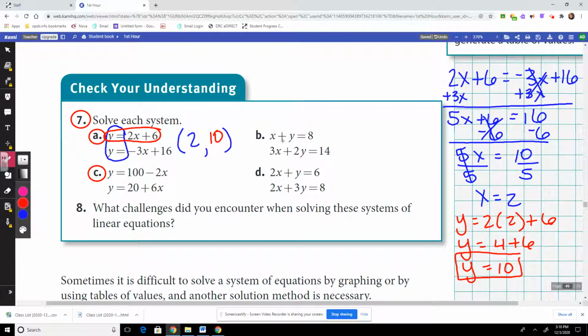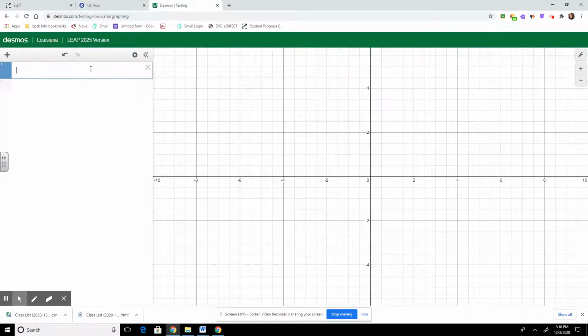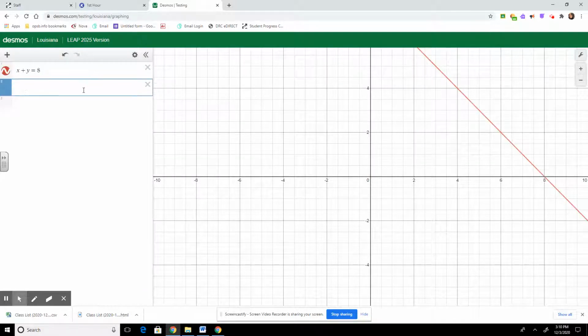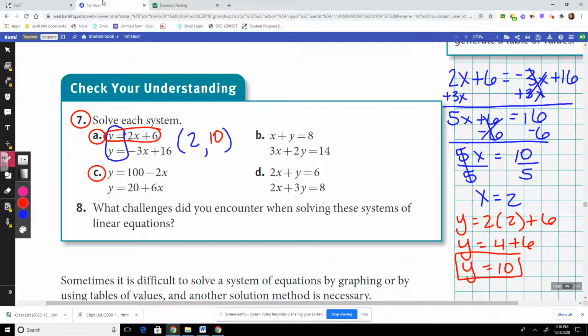Okay? Now for part B. Part B, I told you not to bother with solving systems that are both in standard form. So I want you to go to Desmos, which I'm going to do for you here, and type in this equation, x plus y equals 8, and 3x plus 2y equals 14. Where do those two lines cross or intersect? They intersect here at this point. If you click and hover, it'll give you the ordered pair. The ordered pair is negative 2, 10. So go back to your paper. The ordered pair is negative 2, 10.